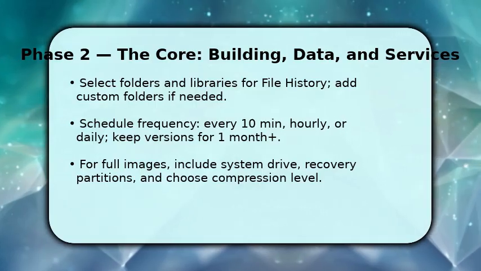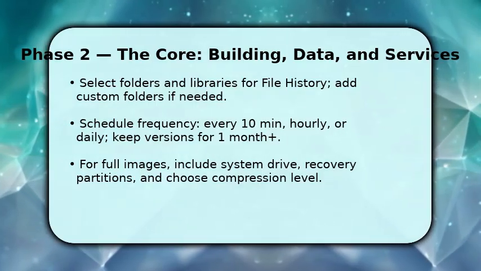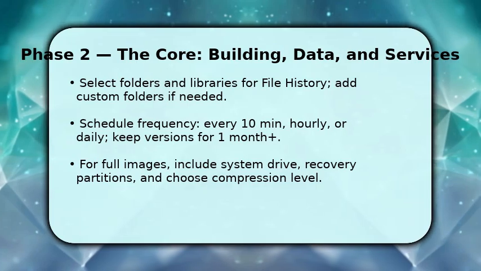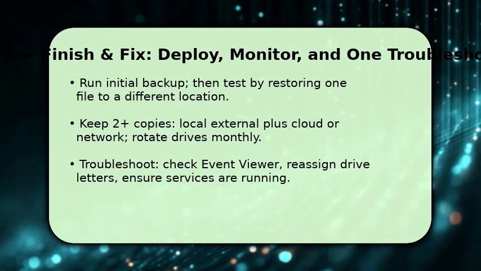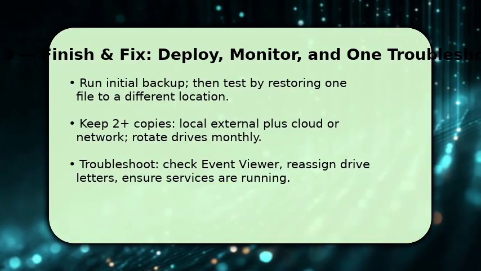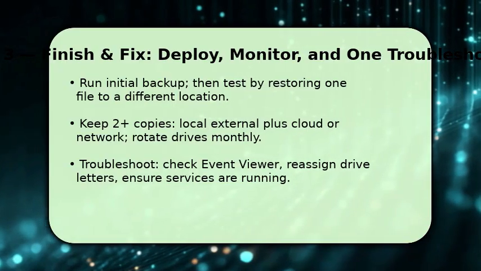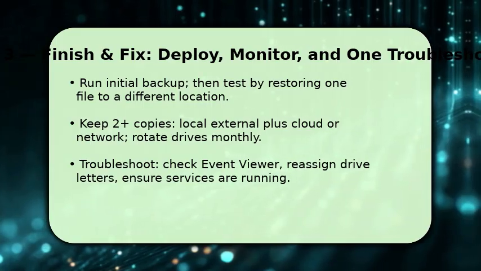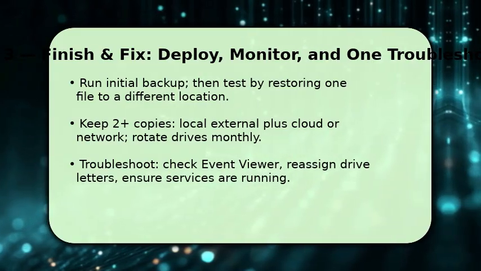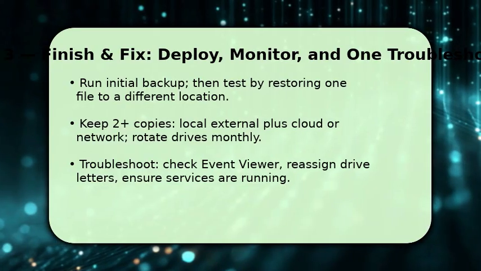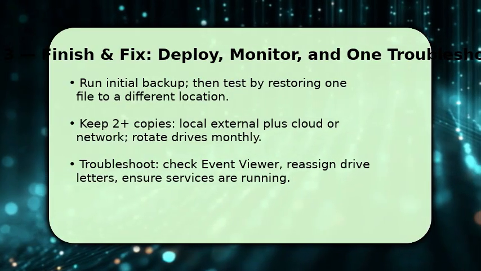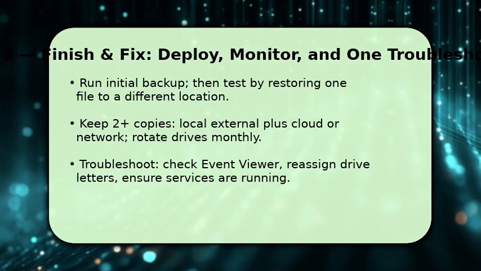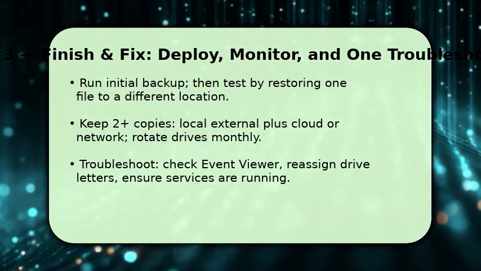Make sure to validate the backup plan, and start the first run so you have a baseline snapshot. Finish by running the initial backup and verifying integrity. You must confirm restorability. After the job completes, restore a single file to a different folder to prove the process works, and then schedule regular runs. Maintain at least 2 copies, an external drive and a cloud or network copy, and rotate media monthly.